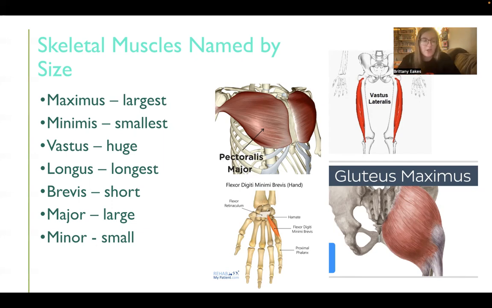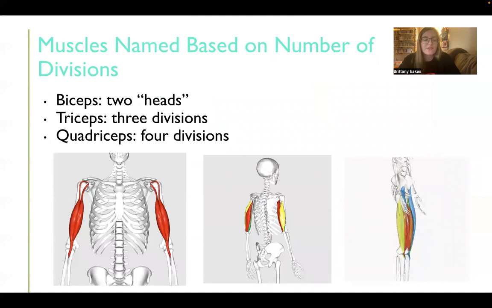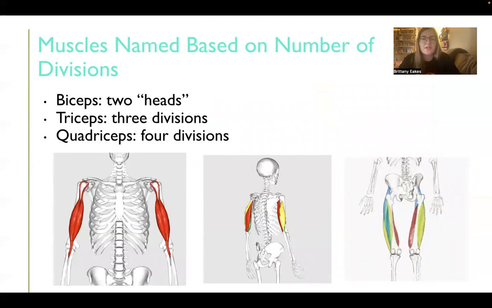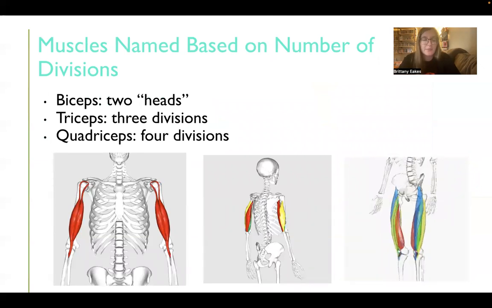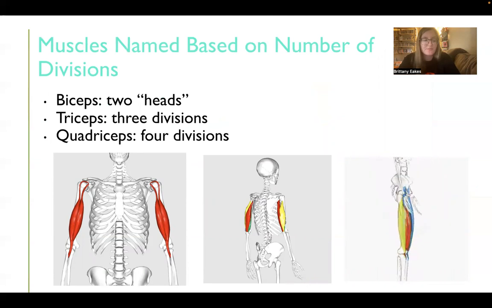Major means large, like the pectoralis major, which is a large muscle of the chest. Minor means small, so the pectoralis minor would be the small muscle of the chest. And then we have muscles named based on the number of divisions that make up the muscle.